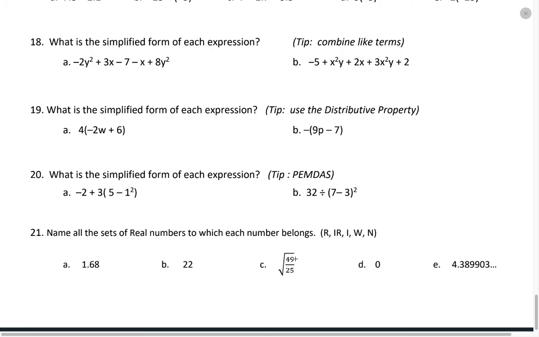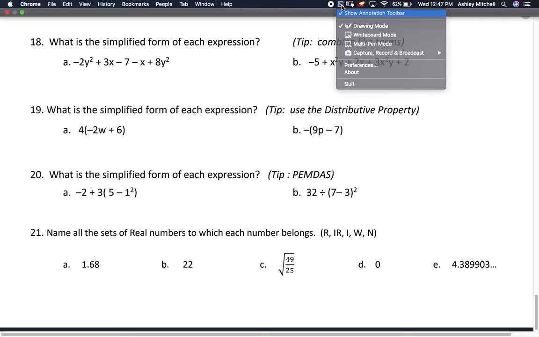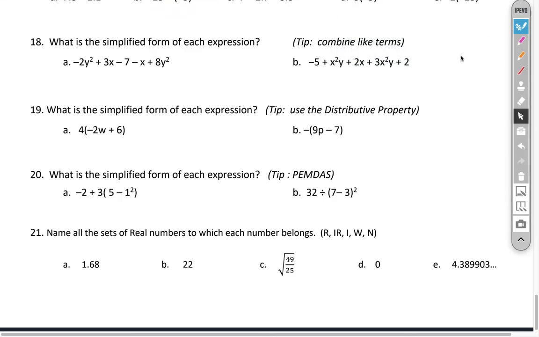Okay, all right, 32 divided by 7 minus 3 squared. Well, remember, let me get my pen back up here. It's telling us to use PEMDAS.